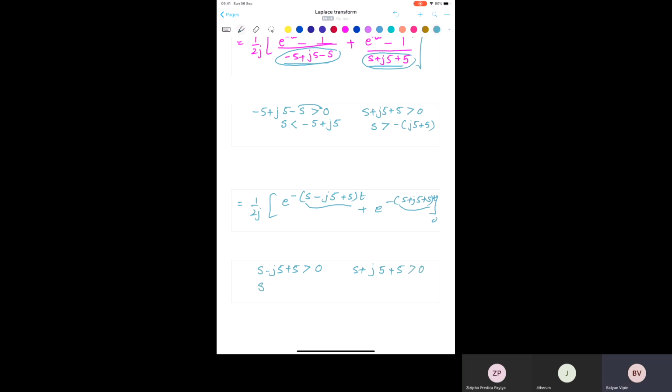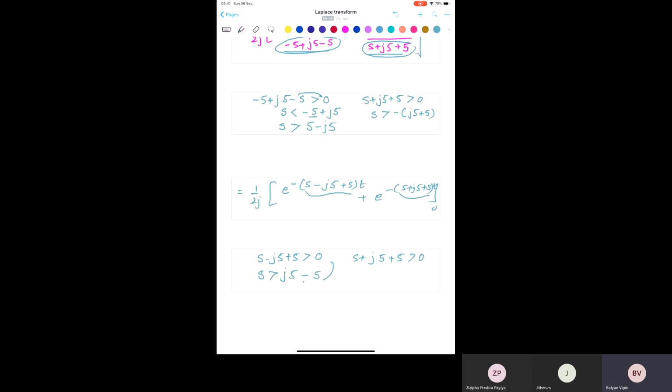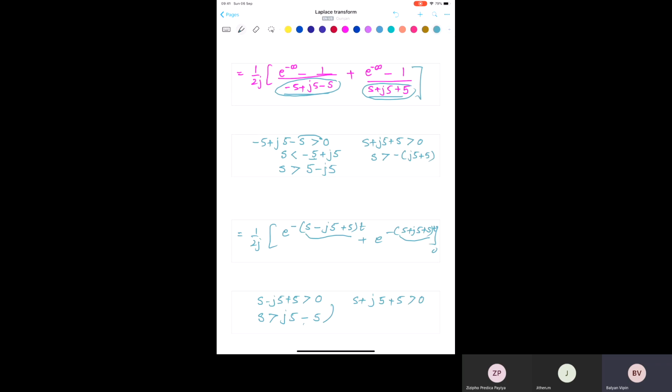So it will be s greater than j5 minus 5. If you see, they are both the same. The only difference is there is a minus sign here. So if I take a minus common here, then I can change it like this: 5 minus j5. Or you can change this one. So if you want to make sure that this works in the alignment, you can do it. Now there is one more thing.